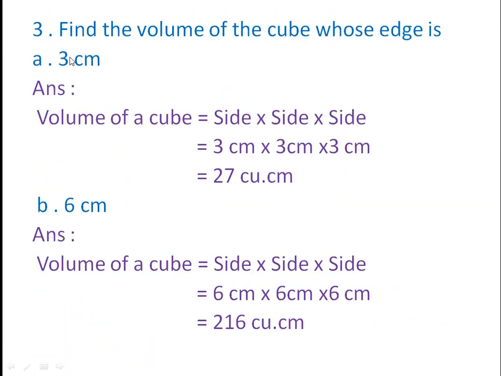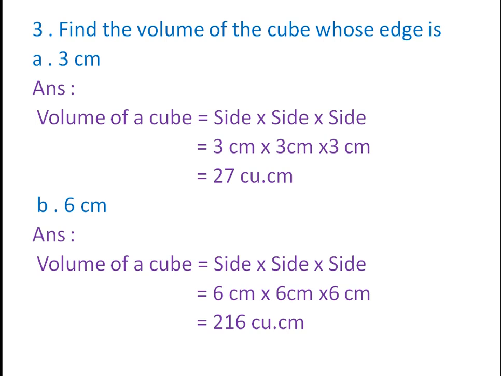Next one, third section. Find the volume of the cube whose edges, see here, calculate the volume of the cube. Recollect the volume of the cube formula. That is the side multiplied with side multiplied with side. Three sides are there in this formula. Volume of the cube formula.